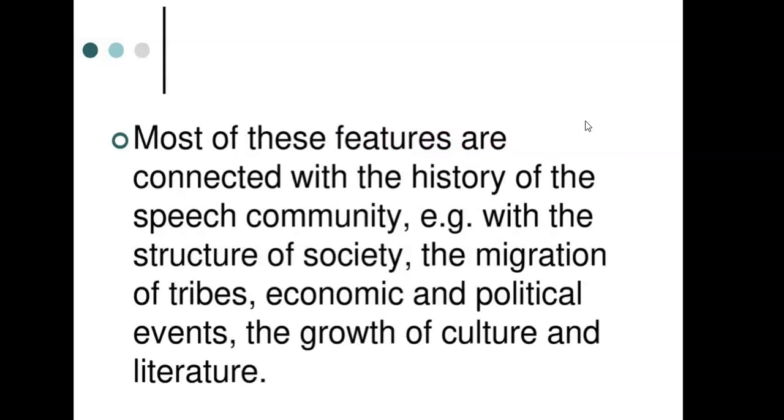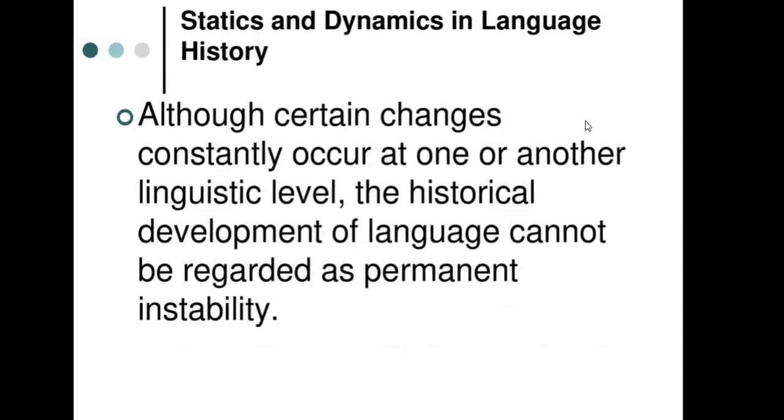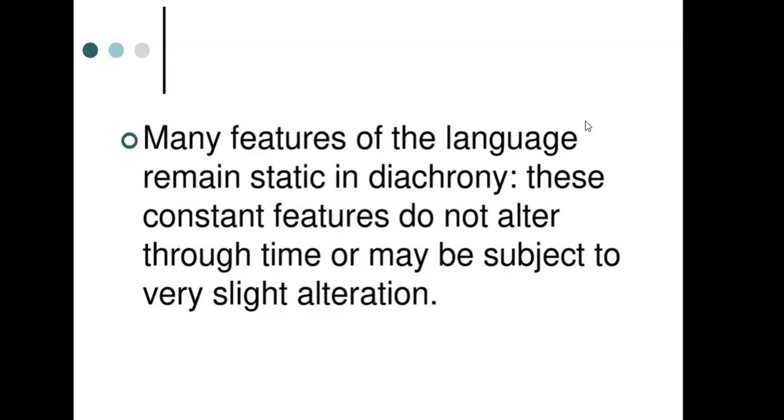Most of these features are connected with the history of the speech community, for example, with the structure of society, the migration of tribes, and the economic and political events, the growth of culture and literature. Although certain changes constantly occur at one or another linguistic level, the historical development of language cannot be regarded as permanent instability. Many features of the language remain static in diachrony. These constant features don't alter through time or may be subject to very slight alteration.